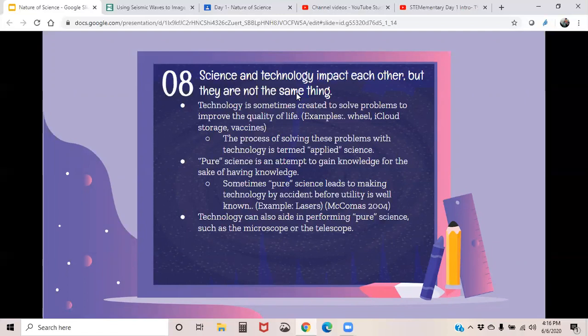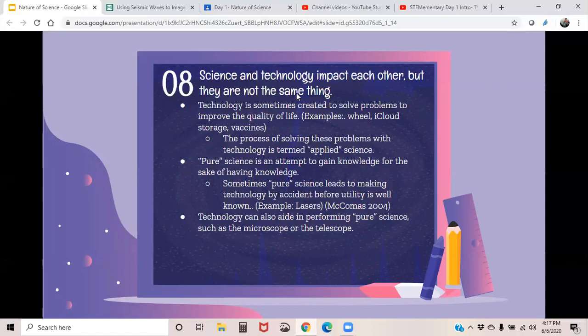Vaccines are another type of technology that's being created right now, right, to improve our quality of life. And so these things are considered technology and not necessarily the acquisition of scientific knowledge, which is what science is termed as. And so they're defined as two very different things, and people oftentimes mix them up because they are also interrelated with one another.